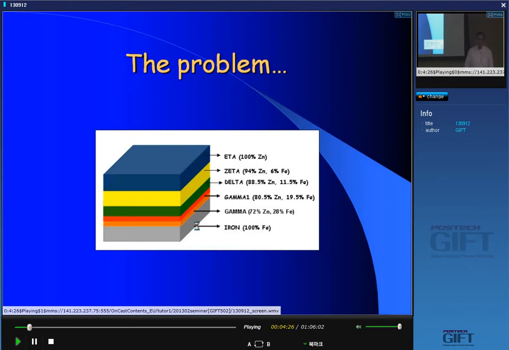Those who deal with this thing, a lot of metallurgists have done a lot of experiments on this kind of systems. We all know now that the coated zinc is not exactly a homogeneous layer. If you look at it under an electron microscope, you can very easily see there are several distinct phases. The major ones I have elaborated here: gamma, gamma 1, delta, zeta, and on top of it, 100% zinc, which is eta.